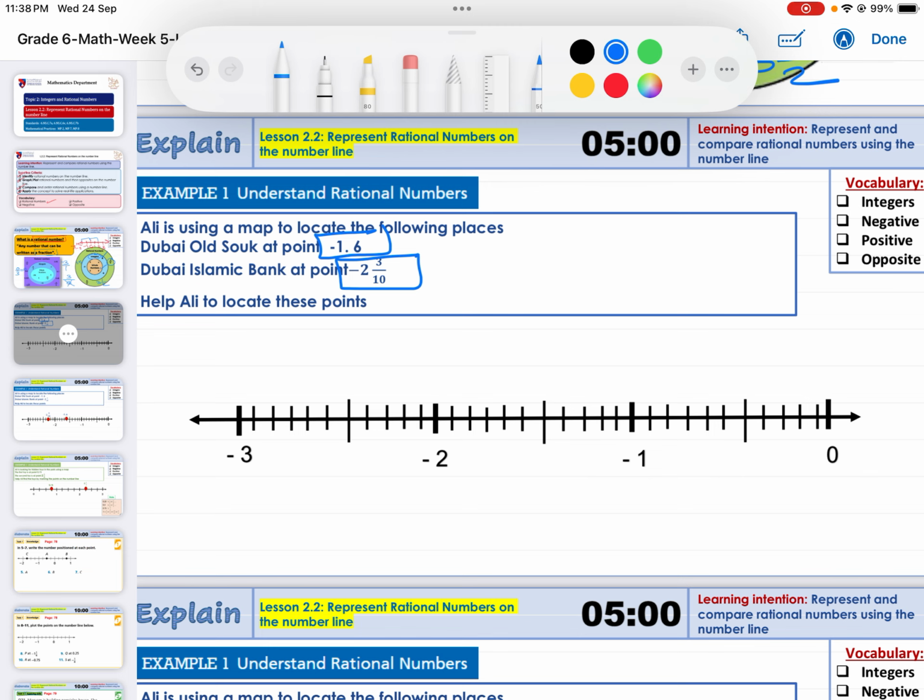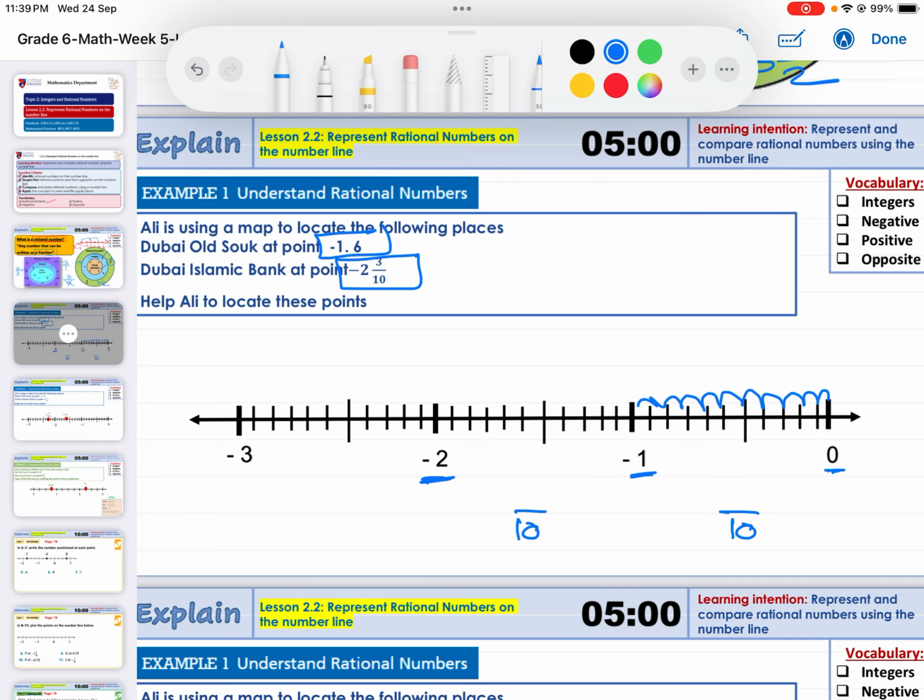Step number one, look at the interval, the distance between each two whole numbers. Look at the distance between 0 and negative 1. As you can see, it's cut into 10 equal pieces. How do you know? Count, just like you used to do in grade 1. 1, 2, 3, 4, 5, 6, and so on. It's cut into 10 equal pieces. The same here between negative 1 and negative 2. The distance is also cut into 10 equal pieces. That means my denominator will be 10, because we cut the interval between each two whole numbers according to our denominator.